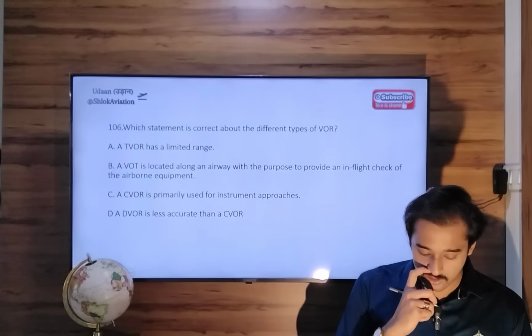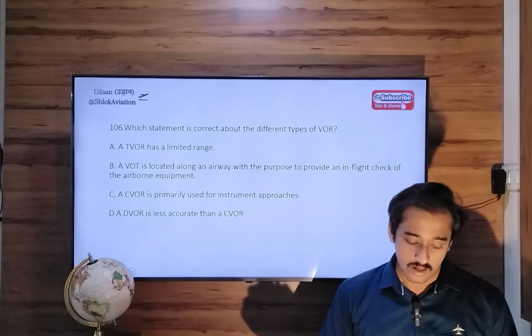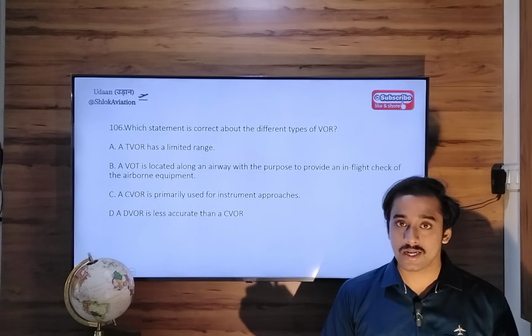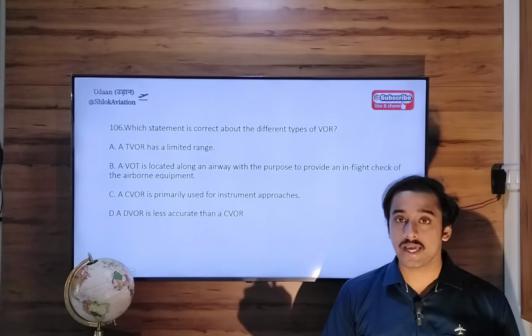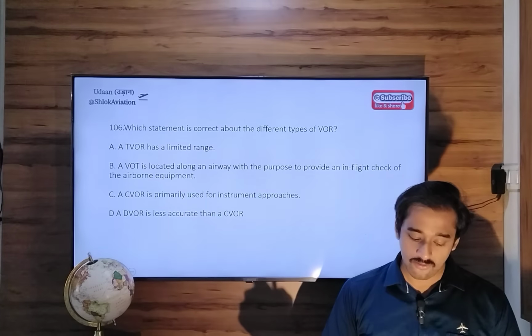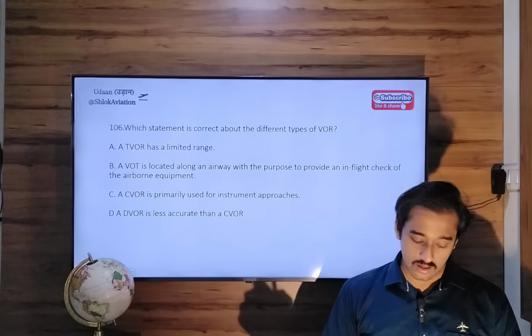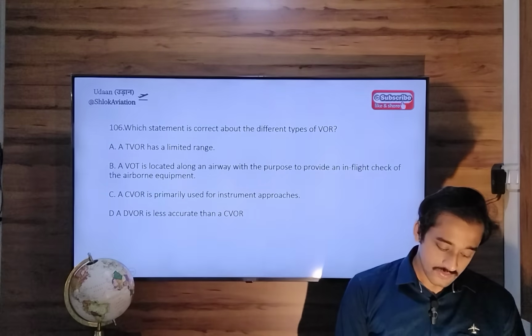Next, question 106. Which statement is correct about different types of VOR? A: A terminal VOR has a limited range. B: A VOT, VOR test facility, is located on an airway with the purpose to provide in-flight check of the airborne equipment. C: A conventional VOR is used for instrument approaches. D: A Doppler VOR is less accurate than a conventional VOR.